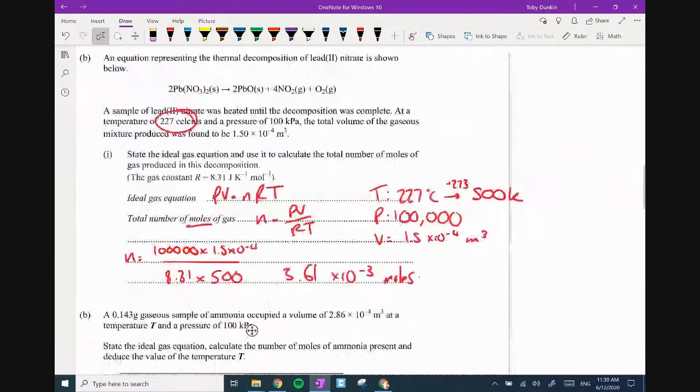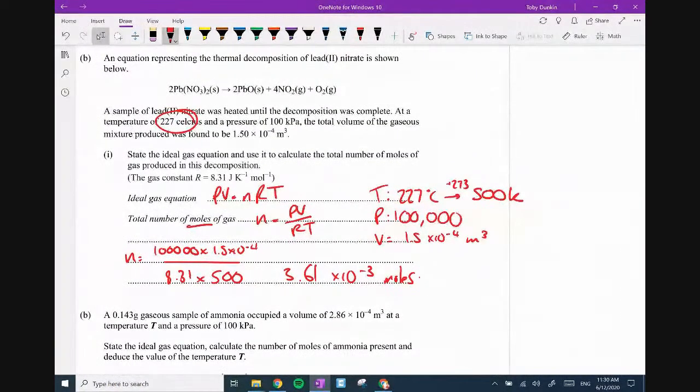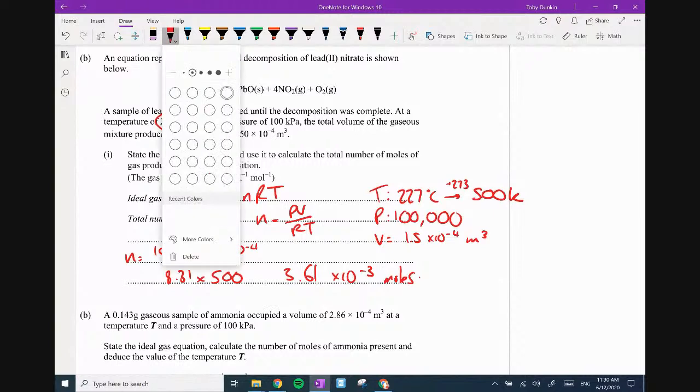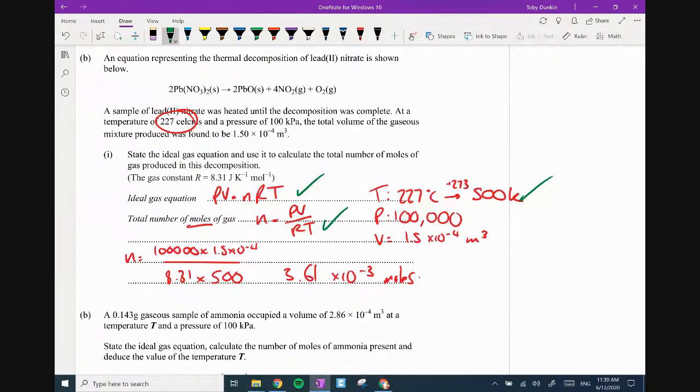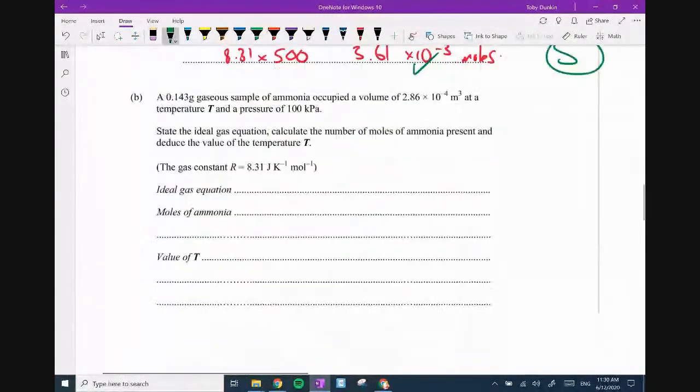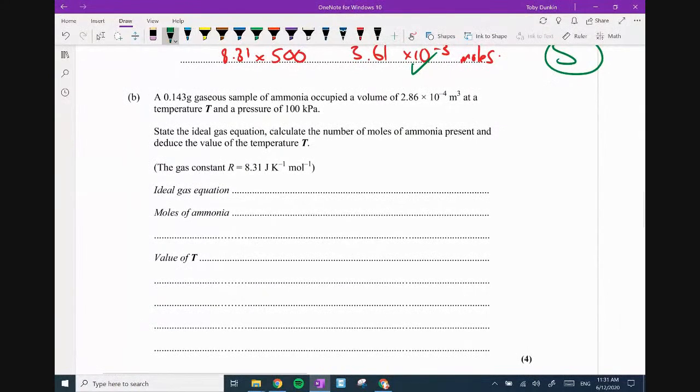So in that answer there, technically the marks are going to be 1 for the rearrangement, 1 for that one, 1 for that one, and 1 for the final answer. So 5 marks again. 5. I like it. Next, let's try and get through these as quick as possible, shall we?